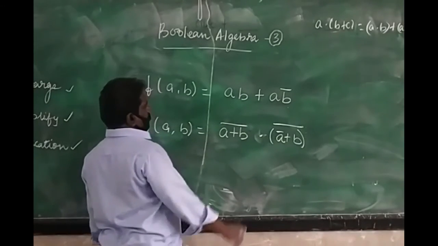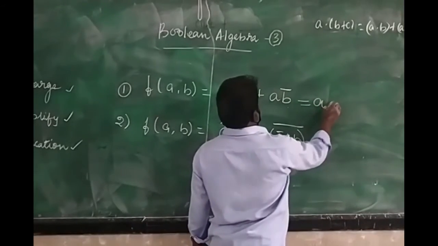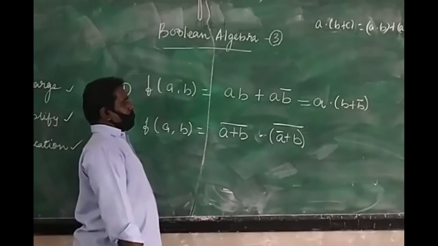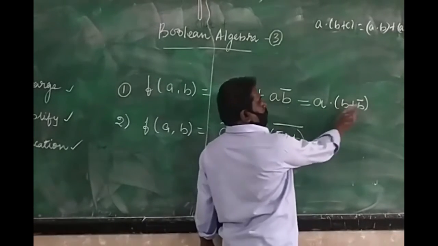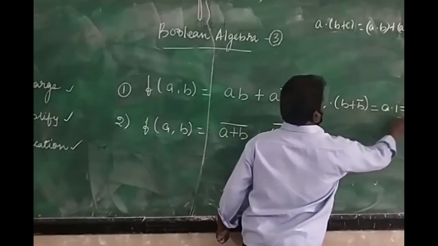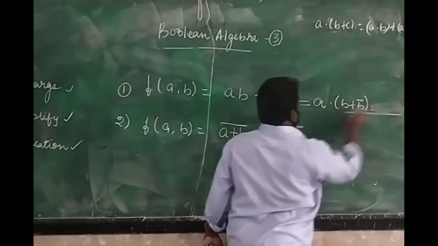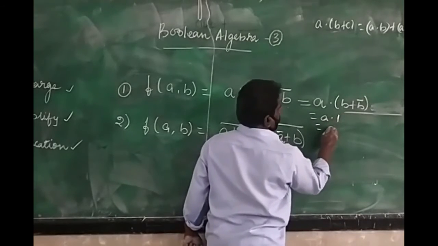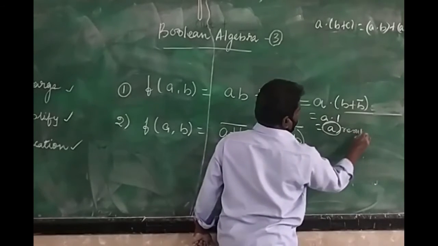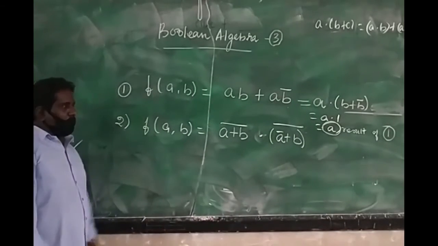Isn't it? So let us take term 1. This one: A dot B plus B bar. A dot B plus B bar, isn't it? B plus B bar is 1. So A dot 1. A dot 1 is A, isn't it? So A is the simplified result of the first term, isn't it?